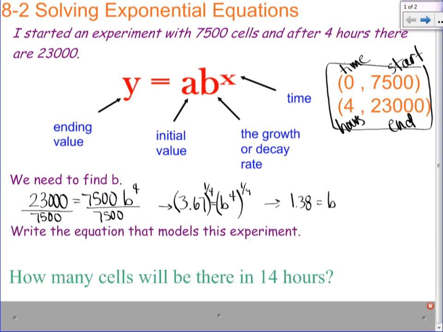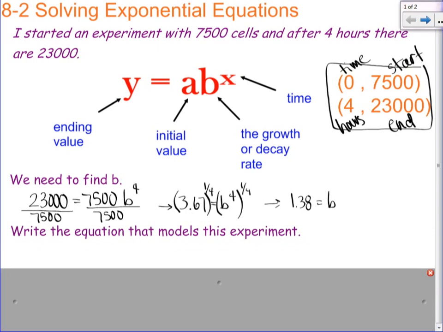That's our first step. And now we can write the equation. Equations always have x and y in them, so those are going to stay x and y. So we have y equals, we're going to put in our a value, which was 7,500, and then we've got 1.38 raised to the x. If the problem just says write the equation that would model this, this is where you would stop. This is your equation.